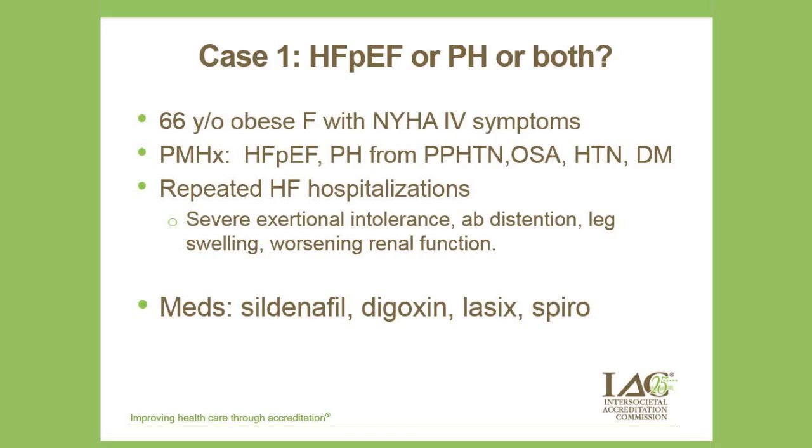Over the past 6 months, she had repeated heart failure hospitalizations. Severe exertional intolerance was evident. Taking a shower would take her forever, and her abdomen was becoming more distended. Her legs were more swollen, and she had worsening renal function with this.